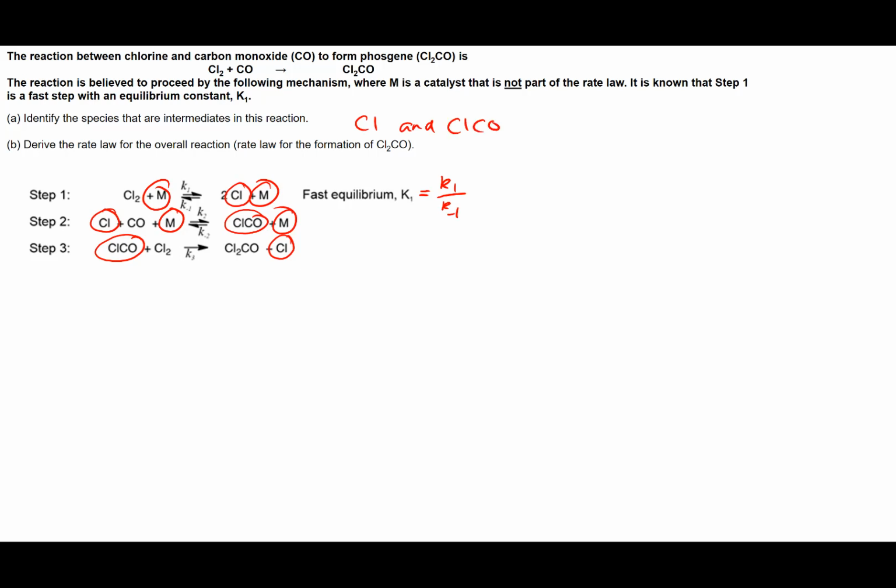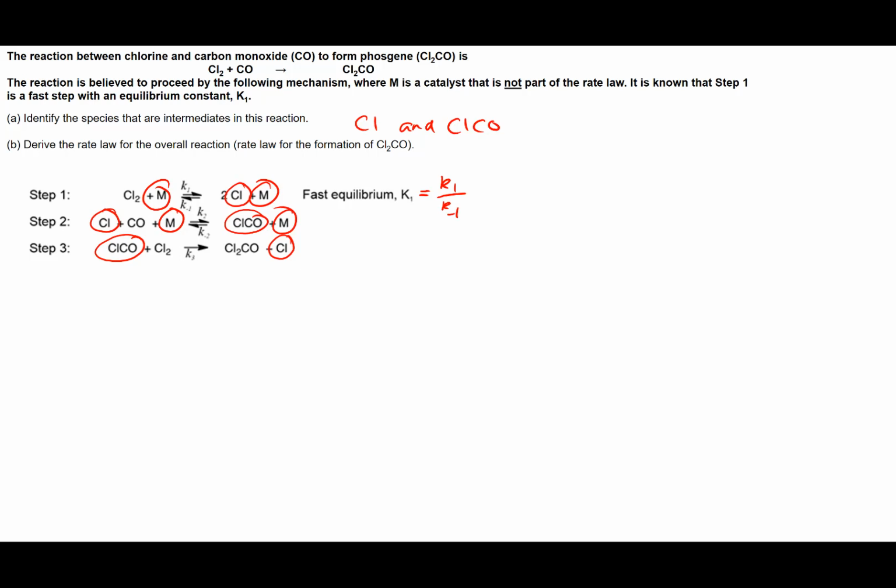Now that's really important because when it comes time to derive the rate law, we want to make sure that we remove all intermediates from the final rate law. You can't measure the concentration of the intermediates, because they should be getting consumed and used up during the reaction, and they shouldn't remain at the end. So that's an important part.